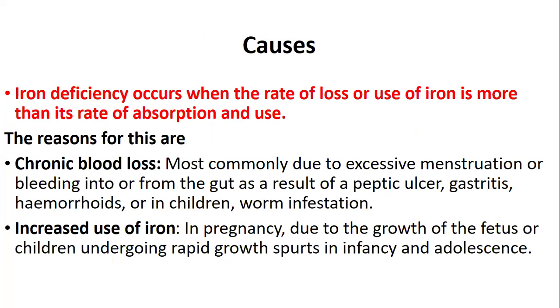So most of the common causes of this type of anemia occur due to iron deficiency when the rate of loss of iron is not equal to the rate at which it is being absorbed. Iron is not supposed to be lost at all. It is supposed to be absorbed. So it will result when the rate of loss or use of iron is more than its rate of absorption as well as the use.